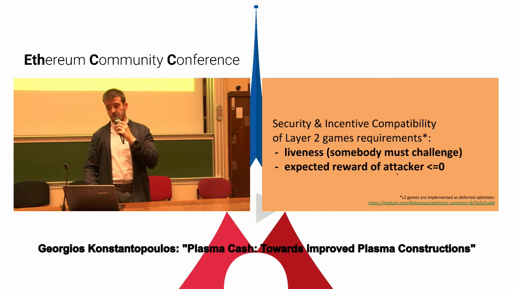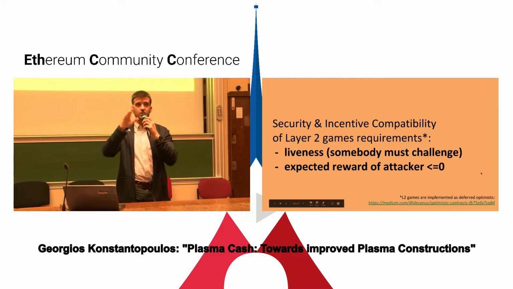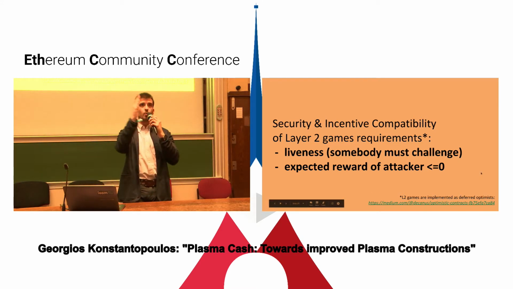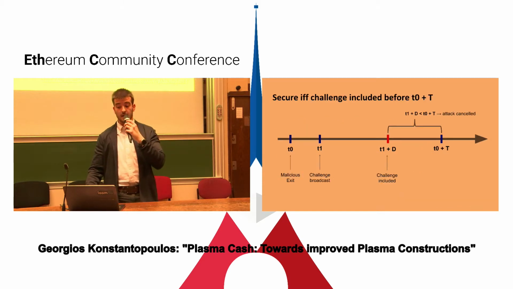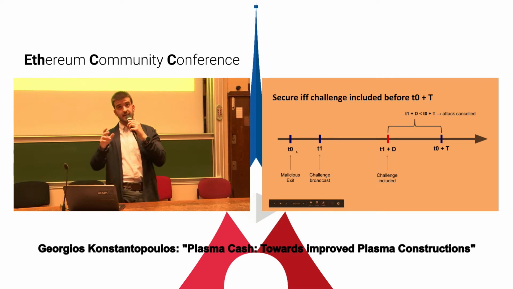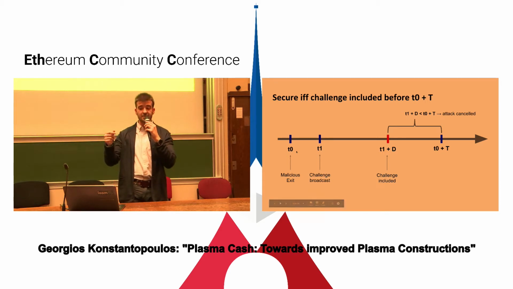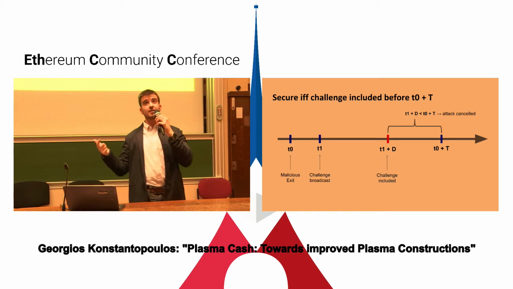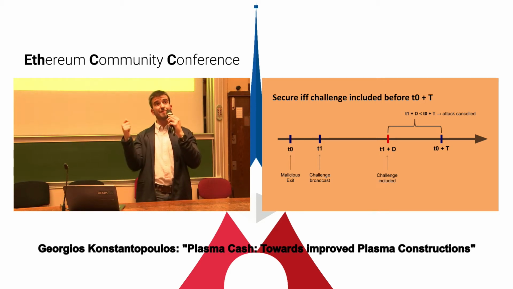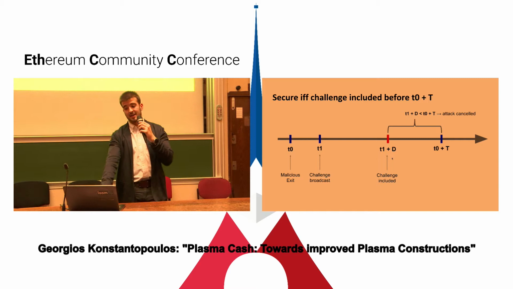And all the layer 2 games, we implement them as deferred optimists, we call it, so that you need to wait some time before the game ends, which is for the liveness. And so what happens is that, let's say we have a malicious exit at some time 0, and then at time 1, somebody broadcasts the challenge. So what must happen in order to keep this secure is that the challenge must be included, the transaction must be verified before T0 plus T.